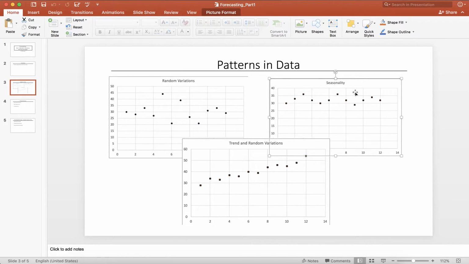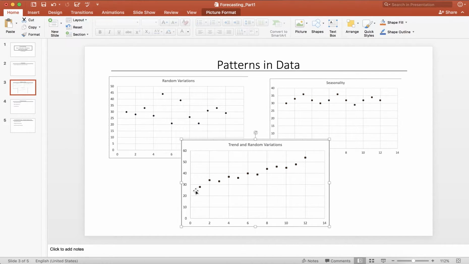Another pattern could be seasonality, the one on the right here. So the seasonality is basically you have certain time periods in which the values are increasing or decreasing, and then increasing, decreasing, increasing and decreasing, and so on. Okay, so you have this constant seasonality pattern like this one. So it goes up, down, goes up, and goes down, and so on. So if you see a pattern like this, you have seasonality in your data.